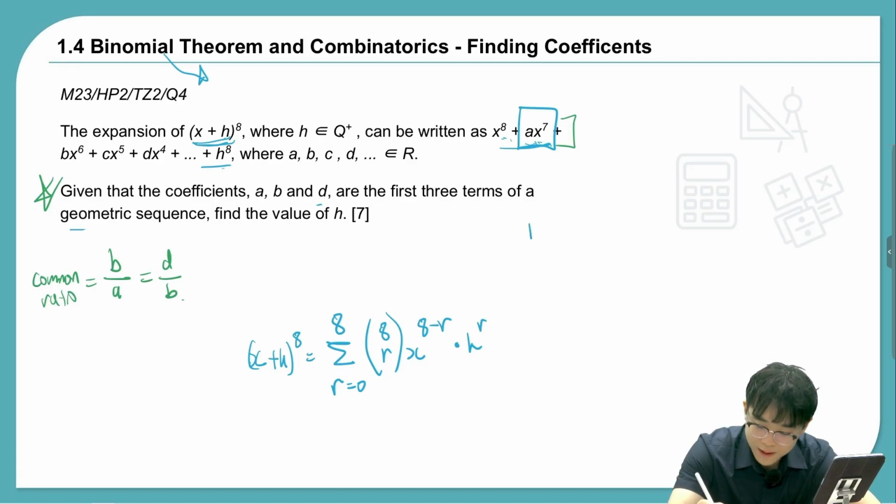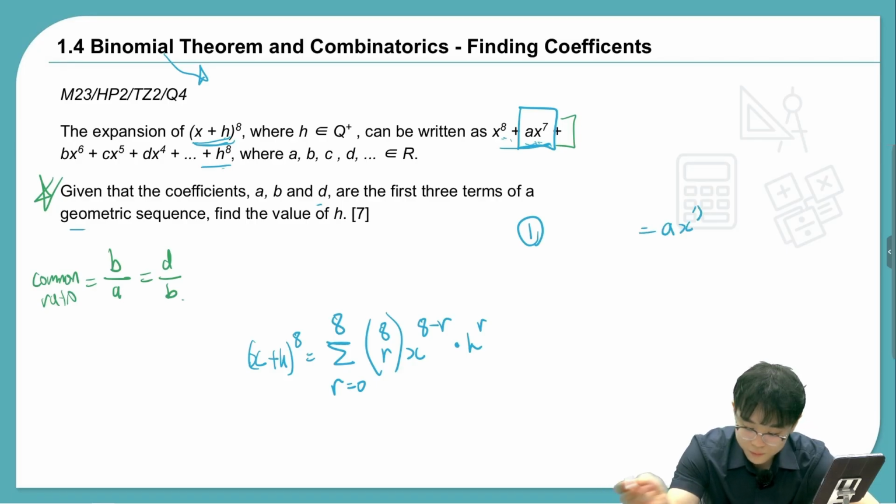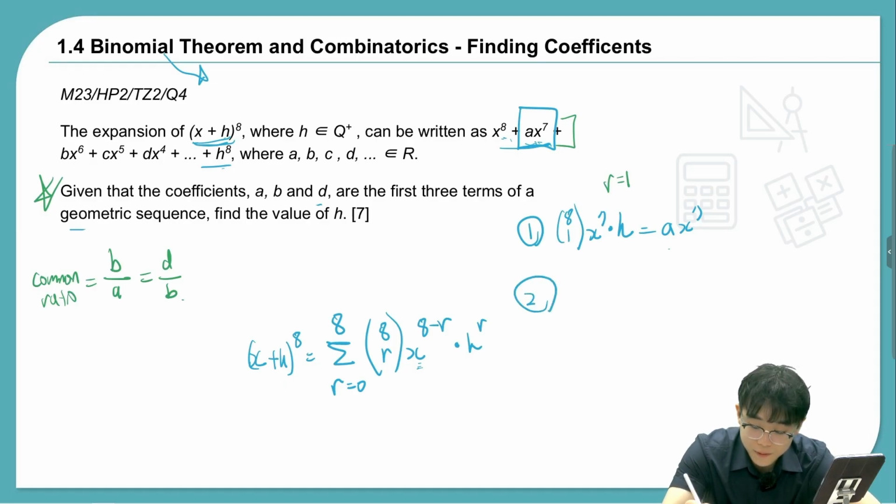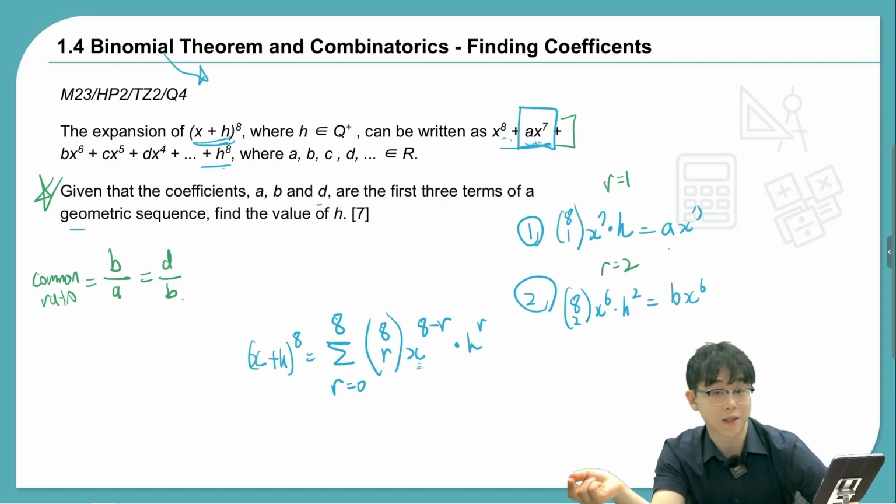If you want to find the first case, ax to the power of 7, what would r have to be? Well, r would have to be 1, because if r is 1, we get the term with x to the power of 7 and then h, and we get 8 choose 1. So if r is 1, we get our value for a. Next, we get our value for b, so we want bx to the power of 6. r would have to be 2 in this case, so we would get 8 choose 2 times x to the power of 6 times h squared. That's going to be b times x to the power of 6.